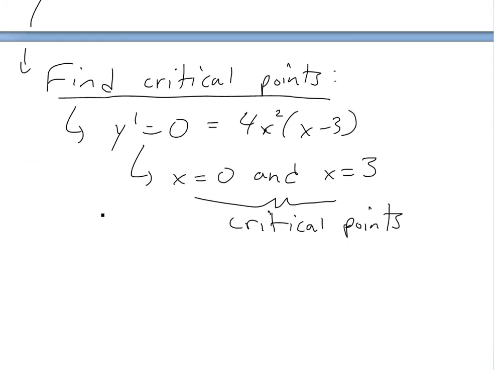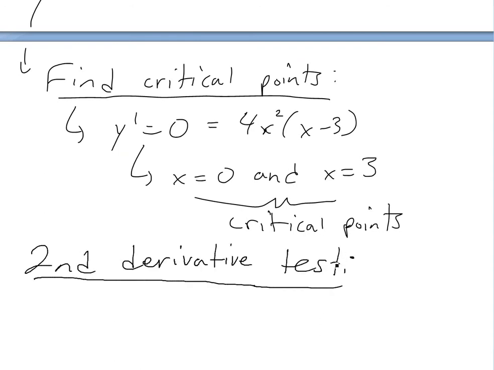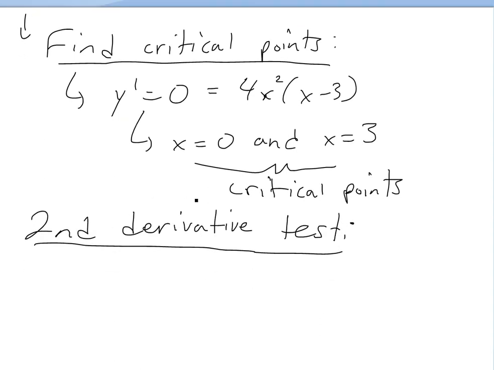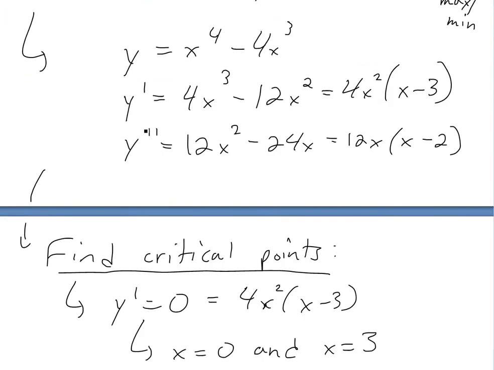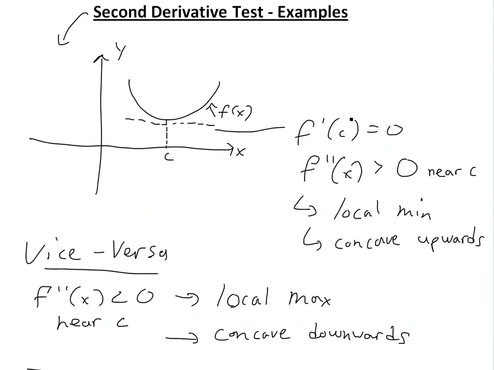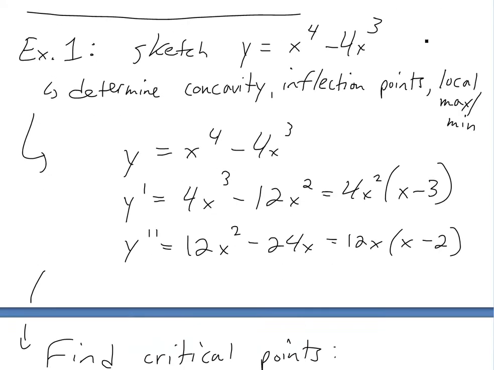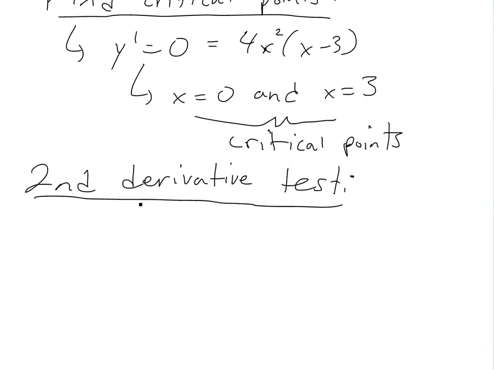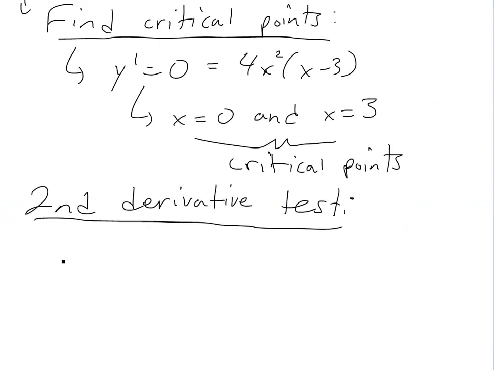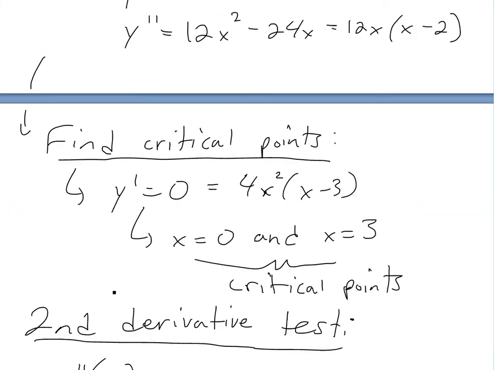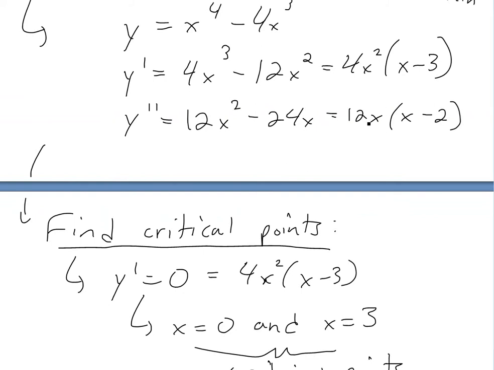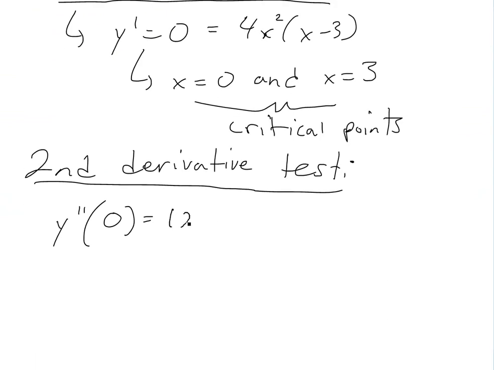Now we can apply our second derivative test to determine local max or min. Remember what I showed up here: when f'(c) is equal to 0, that is a critical point. So we have two already, and we just have to find the second derivative at both of them. So y''(0): if we plug it into this equation, it's 12 times 0 times (0 minus 2), and this just equals 0.